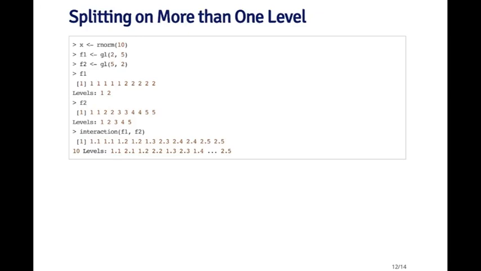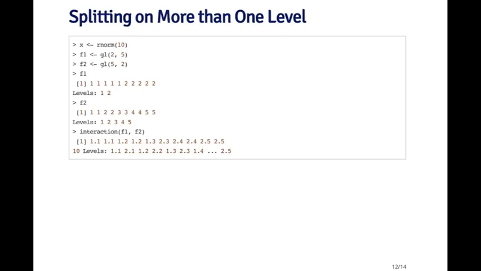So here I've got f1, which is a factor with 2 levels, and I've simulated a normal random variable 10 times with 10 observations. I've got a factor with 2 levels, each repeated 5 times, and then I've got another factor with 5 levels, each repeated 2 times. So these are my two grouping variables here, and I want to look at the combination of the 2.